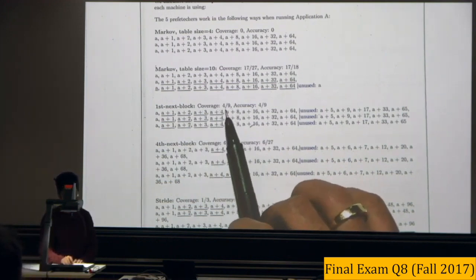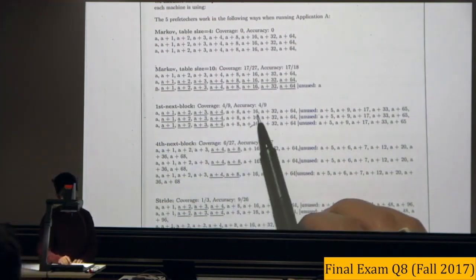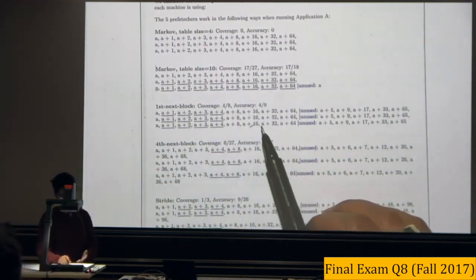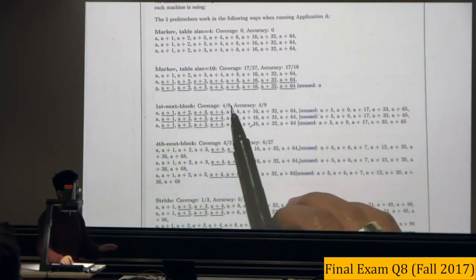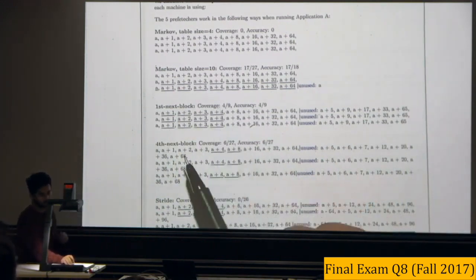So in this case, what is the coverage? Coverage is 4 out of 9, and the accuracy is 4 out of 9 again. Ideally, we should measure accuracy based on how much you prefetched. But okay, in this case the coverage is 4 by 9. Is it clear? Right? Okay.